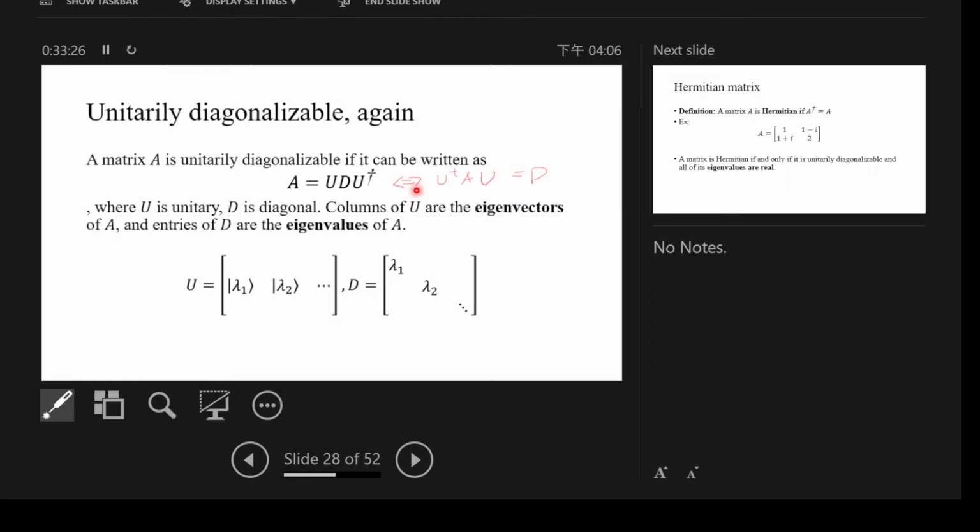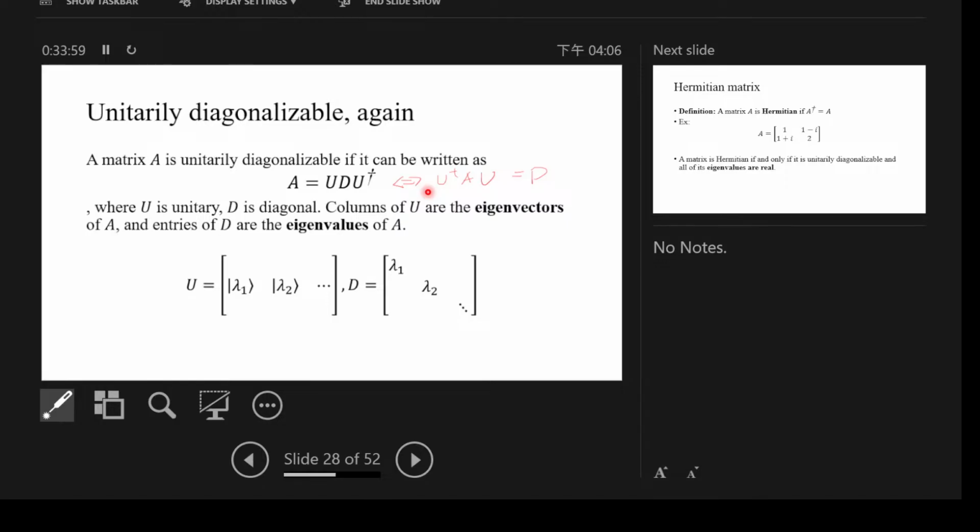So apply U dagger on the left side of both sides, and multiply U on the right side of both sides, then you will get this equation. And this is diagonalizing your matrix: you multiply U dagger on one side and U on the other, and then your matrix becomes a diagonal matrix. Okay. And that's why it's called unitarily diagonalizable, because A can be diagonalized by this unitary matrix U.